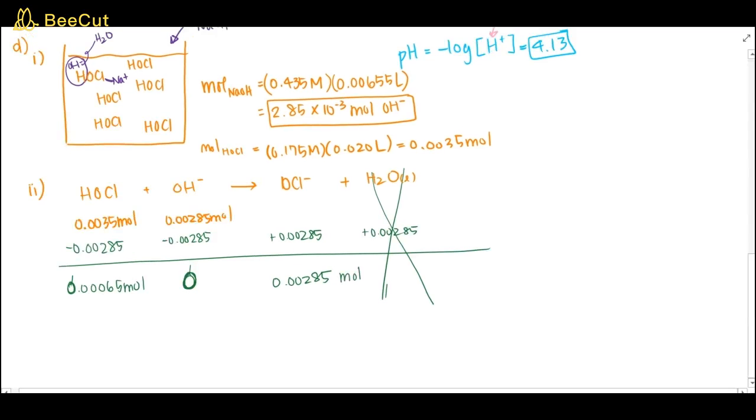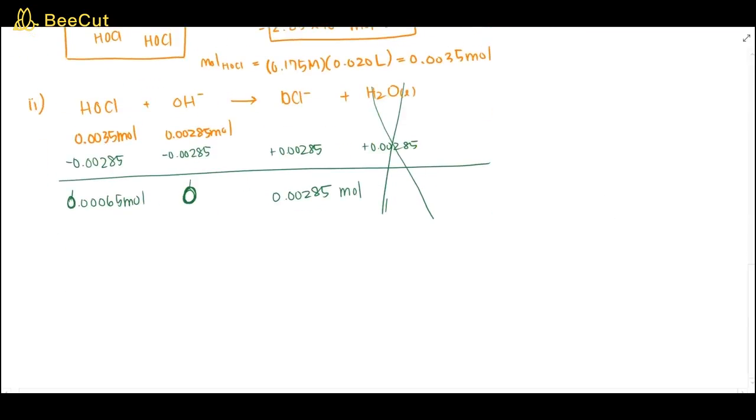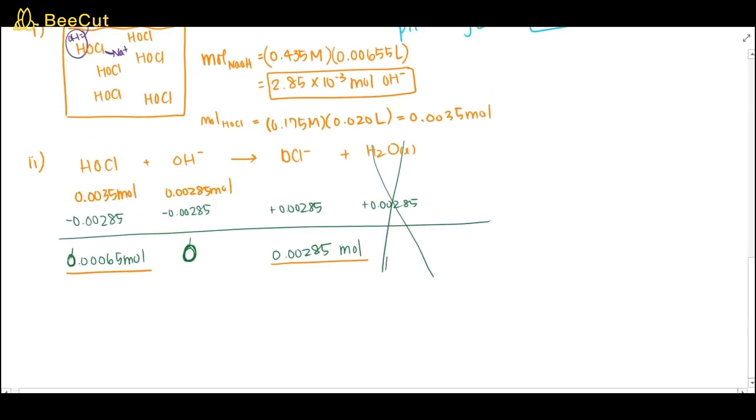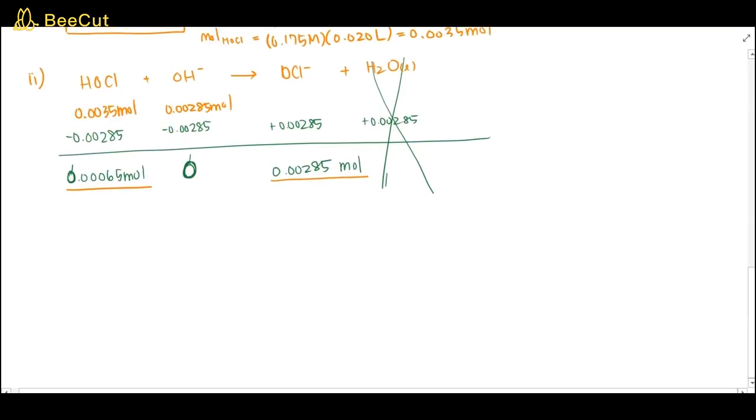Again, these are moles. So now I have to divide these by the total volume. We know that we had 6.55 milliliters from NaOH, and we also had 20 milliliters from HOCl. So that's going to be 26.55 milliliters, which ends up being 0.02655 liters. And this is going to give me the new molarity of HOCl and OCl minus.